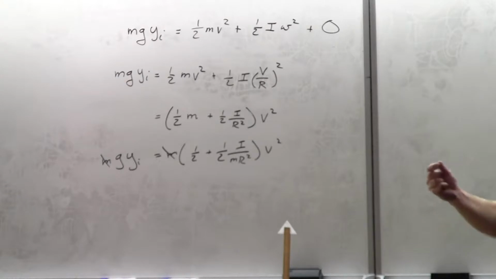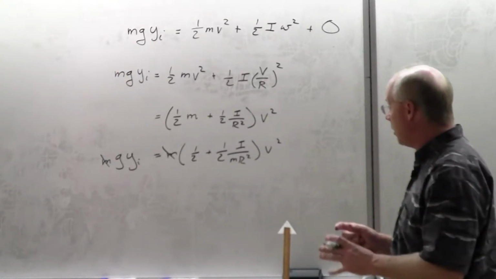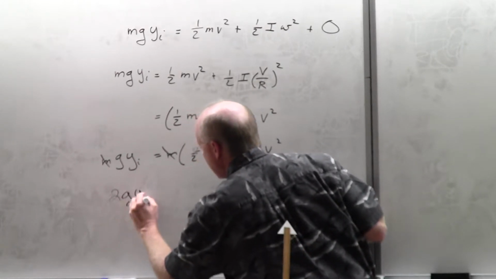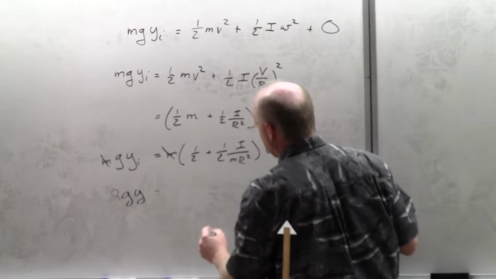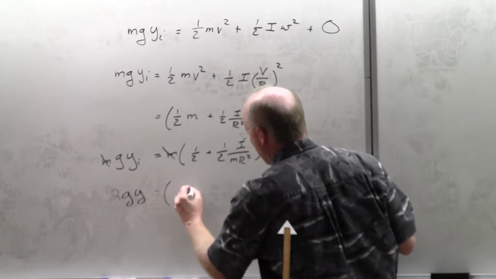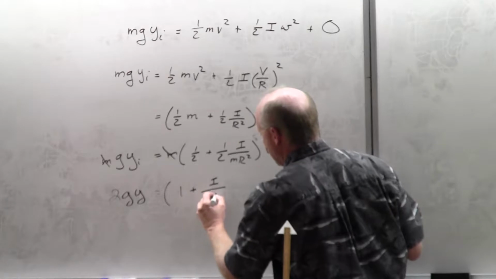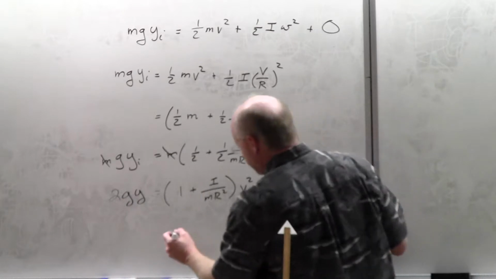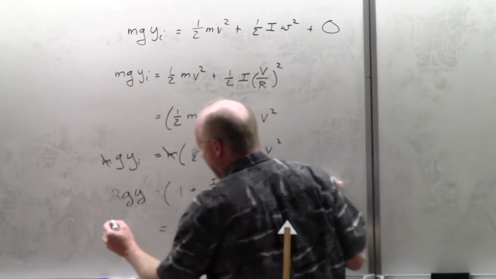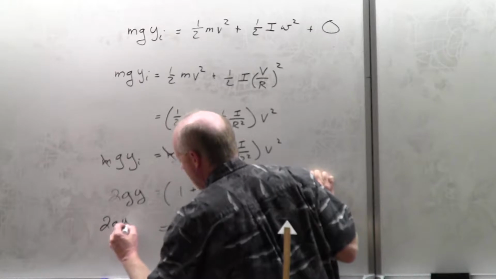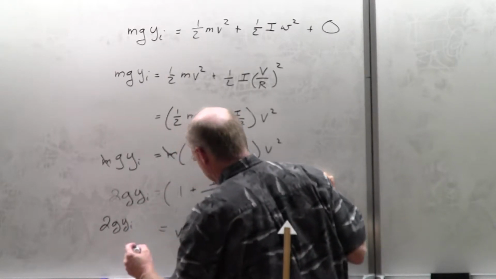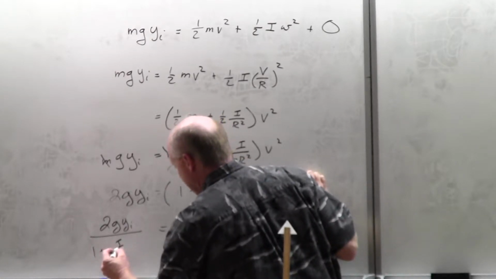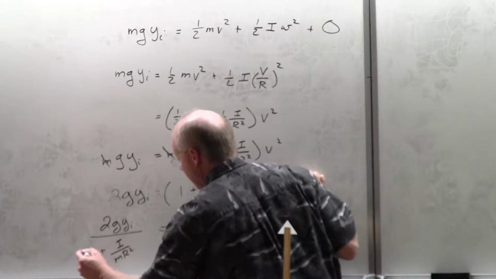In fact, let me do a little bit more math, because I think a couple other things come out a little bit surprising. I'll bring the 2 to the other side, so this will be a 2, a g, and a y. And so I end up with a 1 plus I over mr squared, times v squared. I'll just then solve this for v, and I get the square root of 2gy, and I guess this is initial y, over 1 plus I over mr squared.